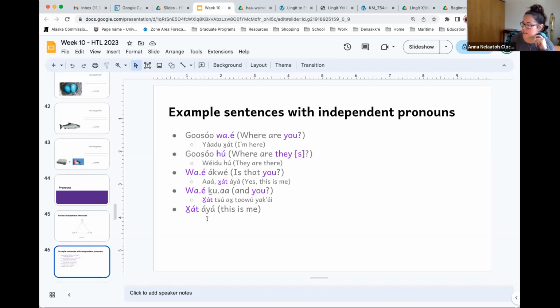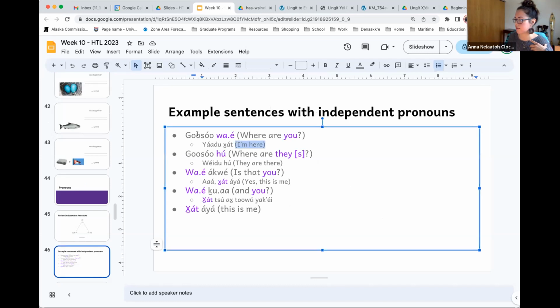We looked at some examples and we'll repeat all these. So where are you? And then the answer is I'm here, for these first two. So go ahead and repeat this first one after me. Gusuwa'eh. The answer, I'm here. Yaduhat.